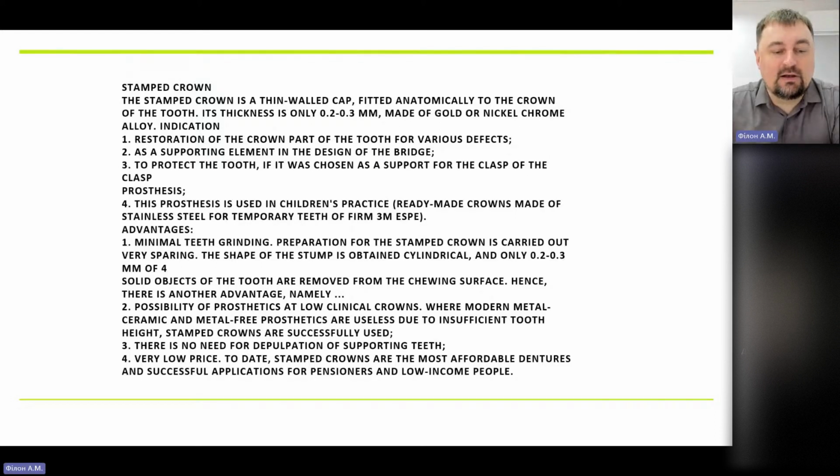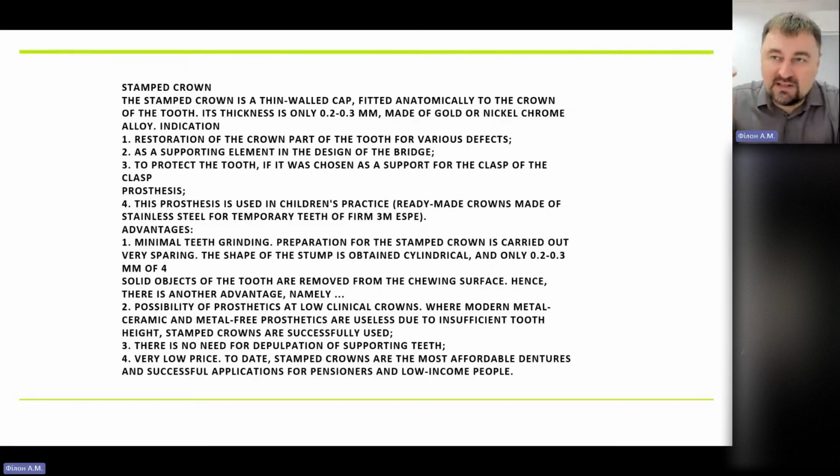Advantages: minimal tooth grinding. Preparation for the stamped crown is carried out very sparingly. The shape of the stamp is obtained by the clinician on only 0.2-0.3 millimeters. What I want to say: this is the only kind of crown, these stamped crowns, where you have to prepare the teeth before impressions not too much. 0.2, 0.3, it's almost nothing.